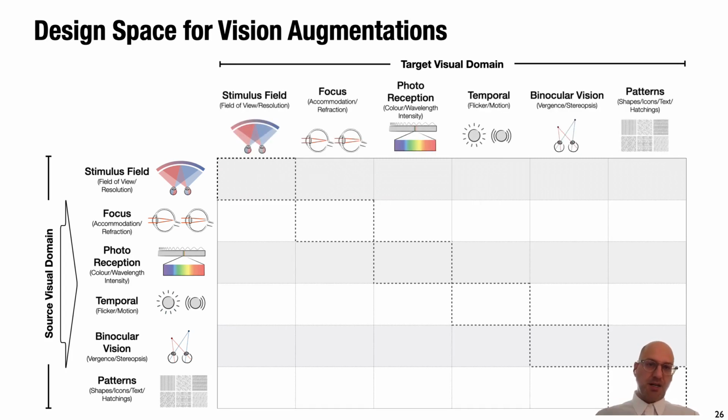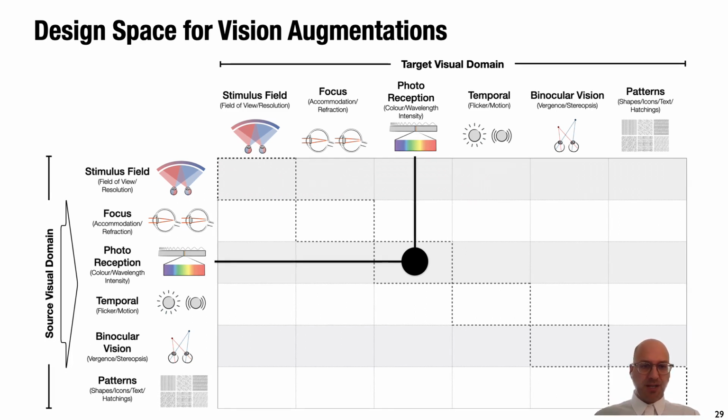And we see that our target visual domain is composed of the same visual domains. And they span up our design space. So our design space is composed of these many cells, and solutions in the design space sit in these cells, but could also sit in several cells at the same time. So for example, you could remap from photoreception to photoreception, but also to patterns, as we will see in a second. Let me give an example and start with a single example, with a mapping from photoreception to photoreception.